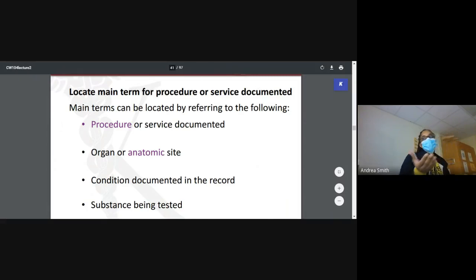So we talked about this the last time. Locate the main term for the procedure or service documented. The main terms can be located by referring to the procedure or service documented, the organ or anatomical site, the condition documented in the record, or the substance being tested.